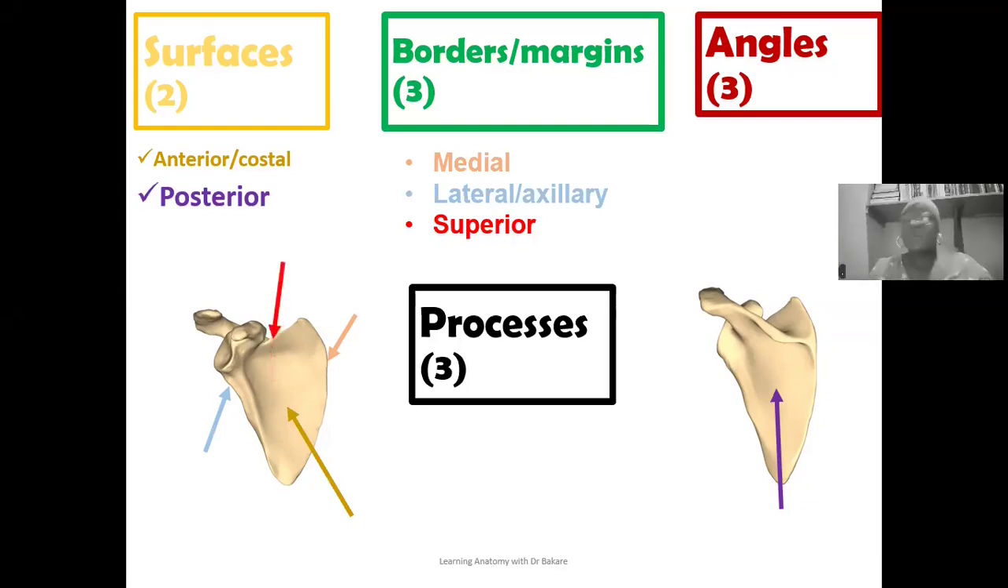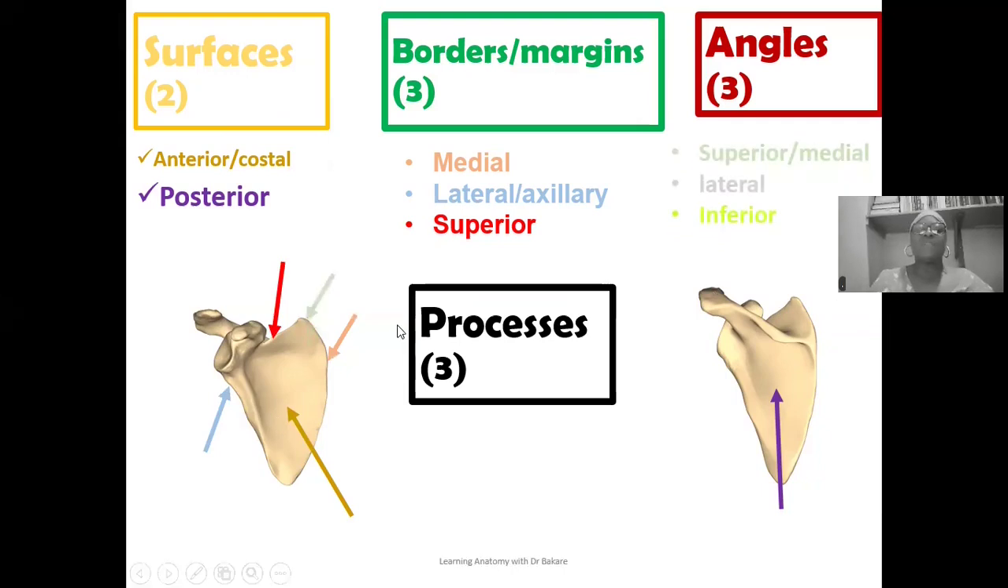If we go back to when we started this lecture, we said that the scapula is a triangular structure. Because it is triangular, it is expected to have three borders. So these are the borders as we have highlighted. Then it has three angles. It has the superior angle or the medial angle.